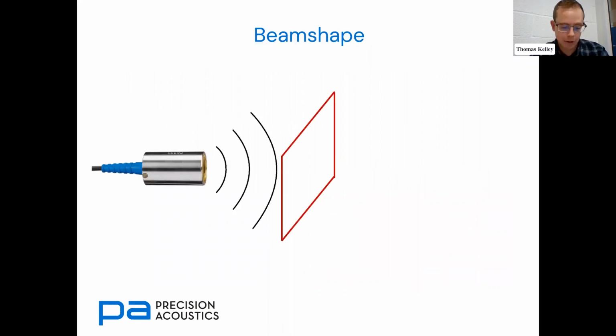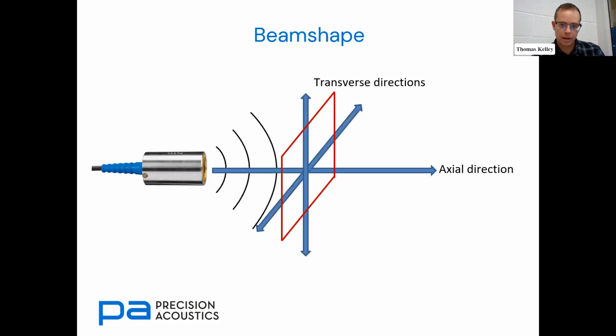So back to a little bit of terminology, this time beam shape. Very quickly, we typically define the acoustic axis in the axial direction, which is the main direction of propagation from a transducer, and the transverse directions are orthogonal to this. So sometimes this might be the X or the Y axes.